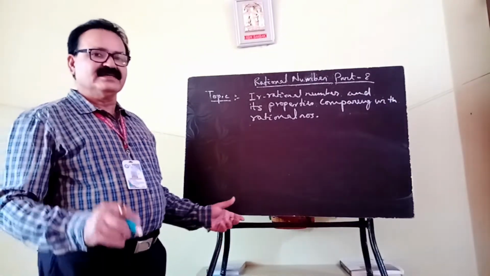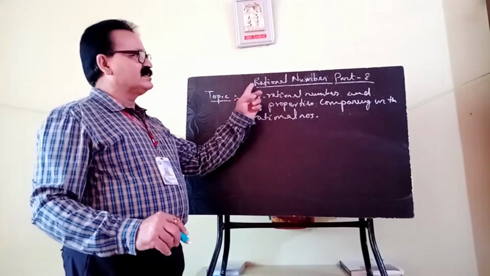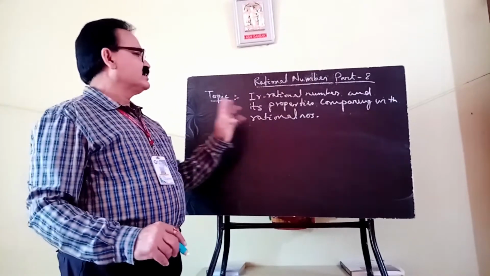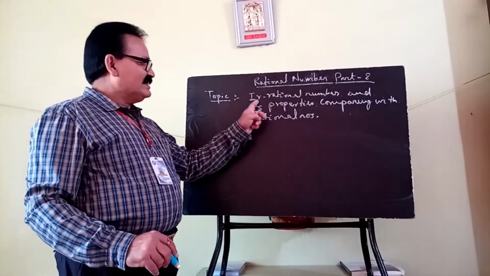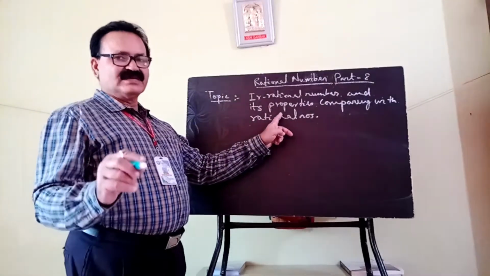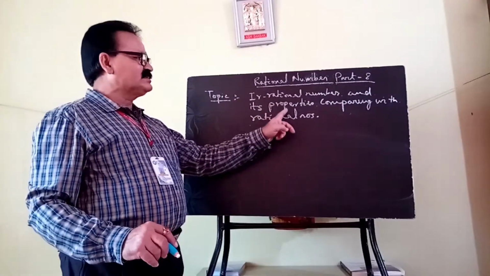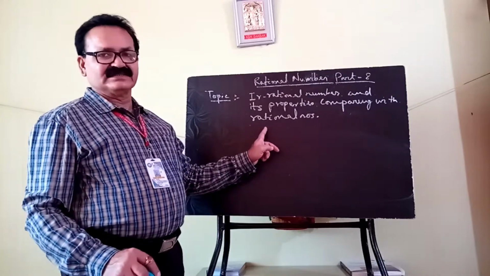Dear student, today again I will start the chapter Rational Number Part 8. In this part I will explain the irrational numbers and their properties, as compared with those of a rational number.